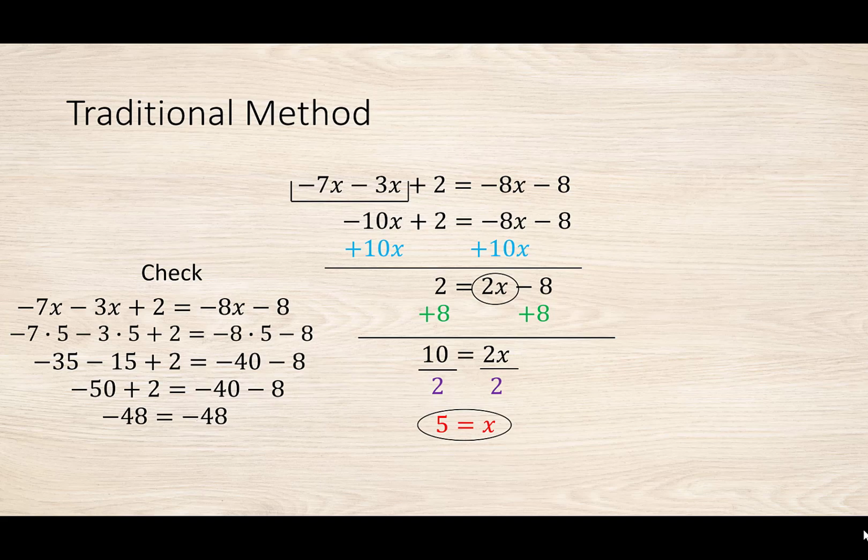I can check my answers. I just need to take that original problem and substitute the value that I got for x. We said x was 5, so I'm going to substitute 5 in every single time I see an x, which is 3 different places this time. And at the end, I end up with negative 48 equals negative 48, which is a true statement, so I know my answer is correct.